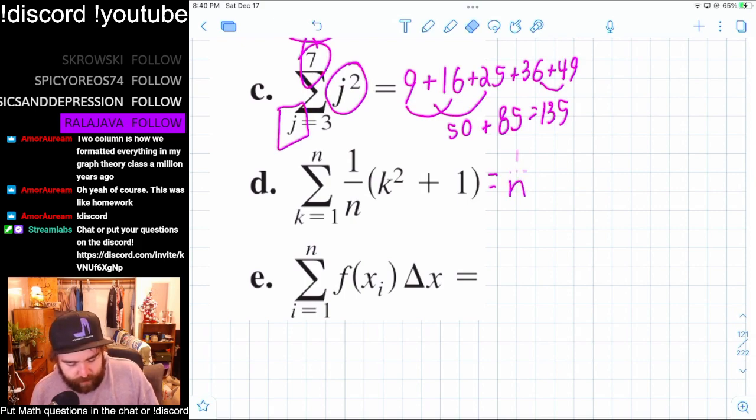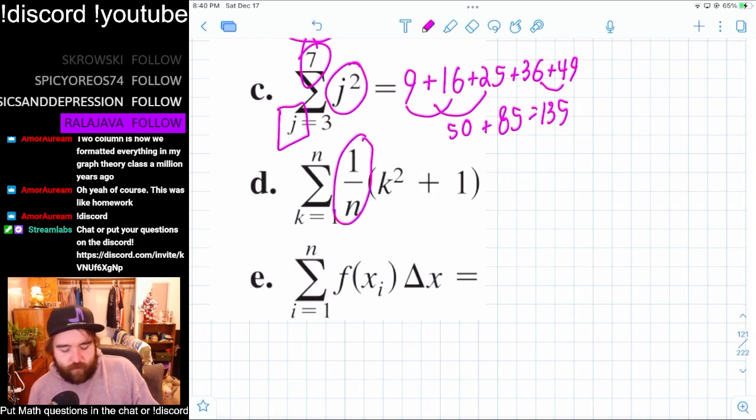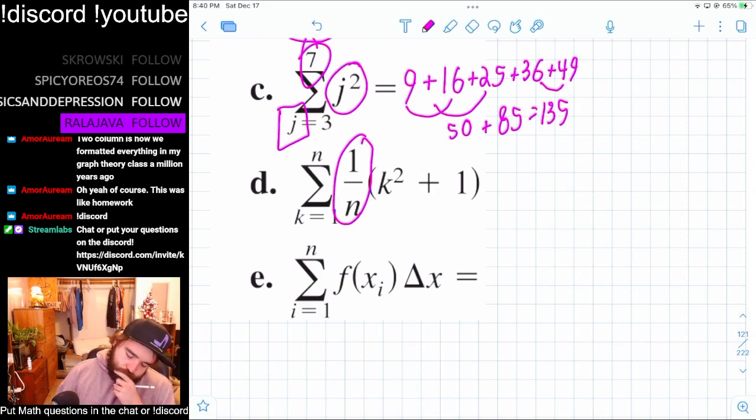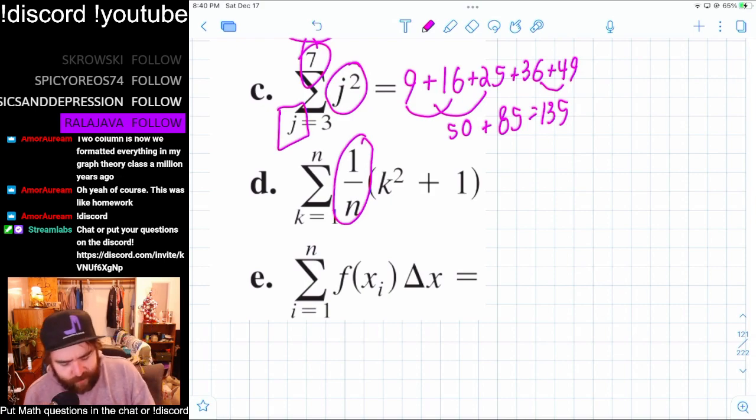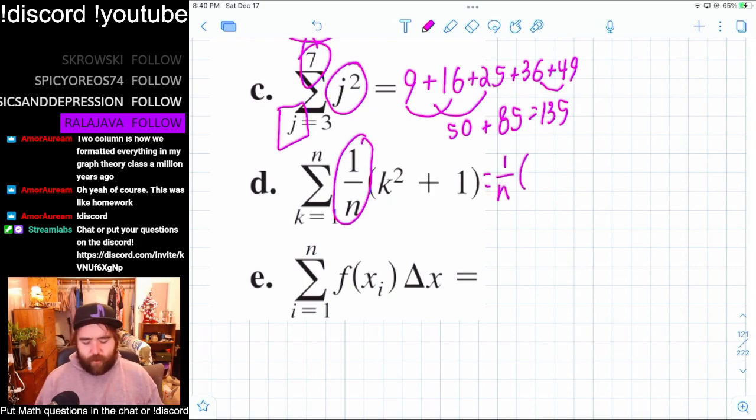Well, let's talk about this. If you've got this 1 over n here, we can pull that out to the front, right? Or let's not do that first. Let's write it out as it is. It's just weird because it's not going to be able to come out very nicely.